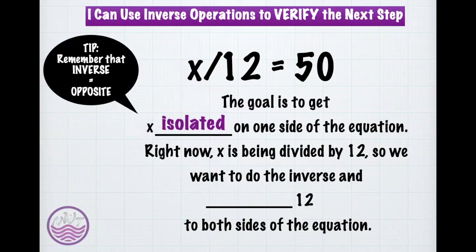So again, I'm going to use different words so you guys can see that they all mean the same. Right now, x is being divided by 12. So we want to do the inverse and blank 12. So going back to my toolbox in the first slide of the video, you saw that the inverse or opposite of division was multiplication. So in order to get rid of that 12, I want to do the inverse and multiply 12 to both sides of the equation.